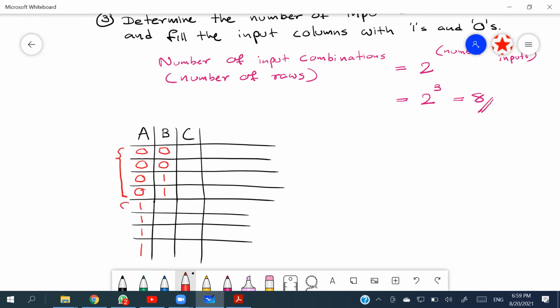Then again, this half is taken. There are 4 rows again, divided into 2. So 2 rows per each half. First half is going to be a 0. Second half is going to be a 1.